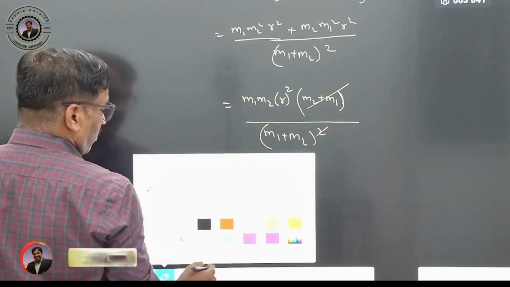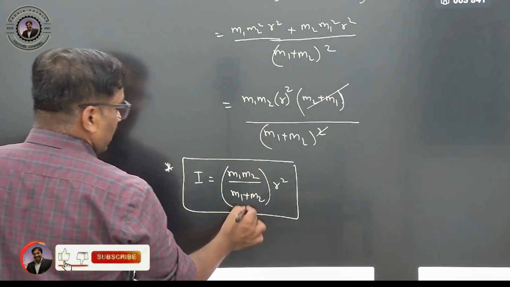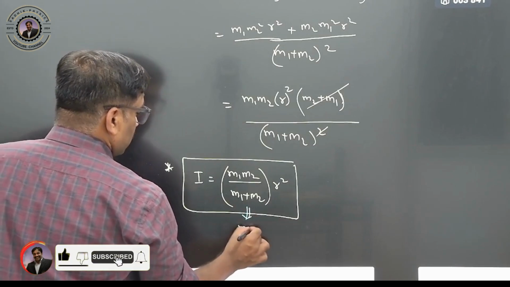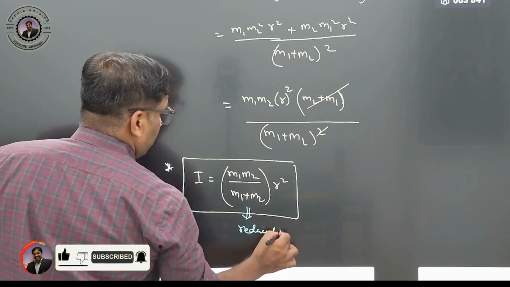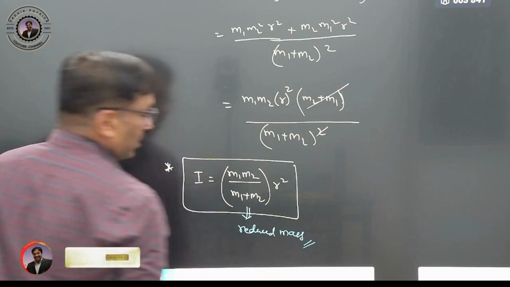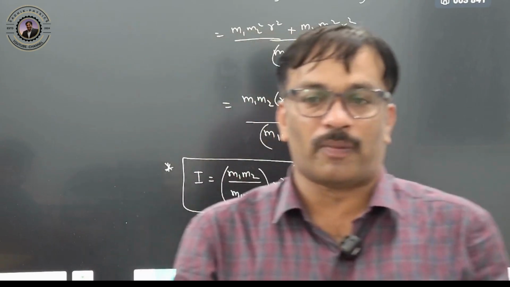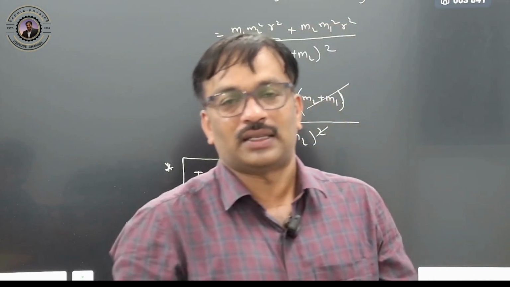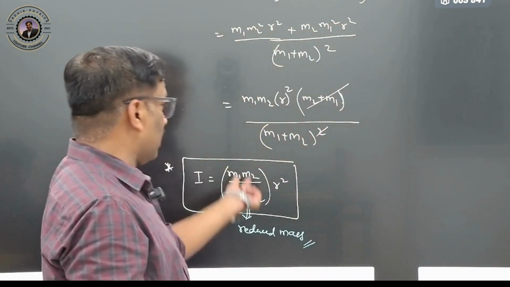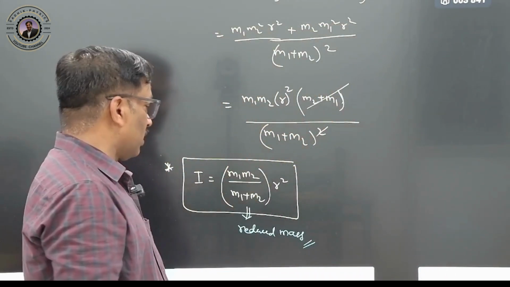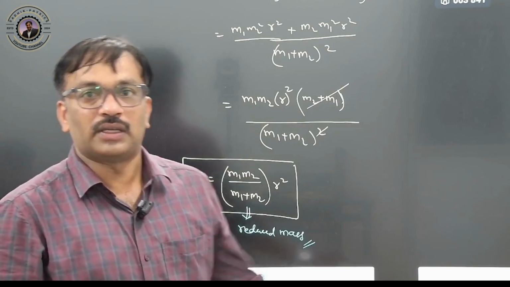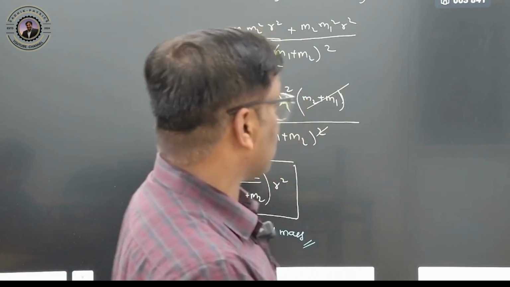So some of the questions we can solve directly. This is nothing but the reduced mass. We will call it the reduced mass. So we can solve directly. In most situations, if any two particles are there, we can take them as a single mass, that is m1 m2 by (m1 plus m2), the reduced mass, into r square. In this way you can solve it.